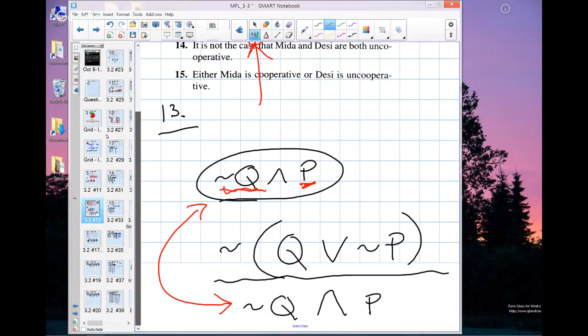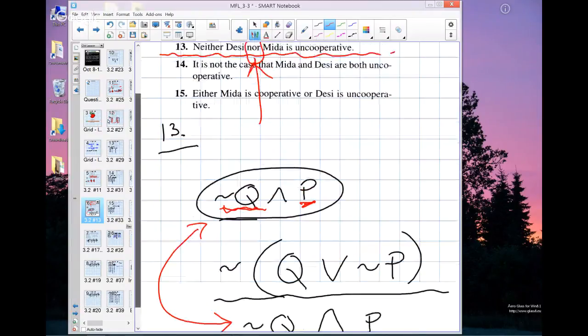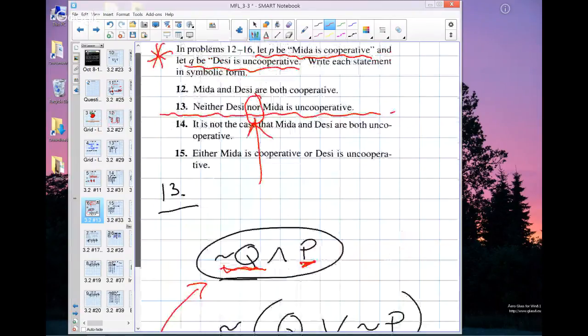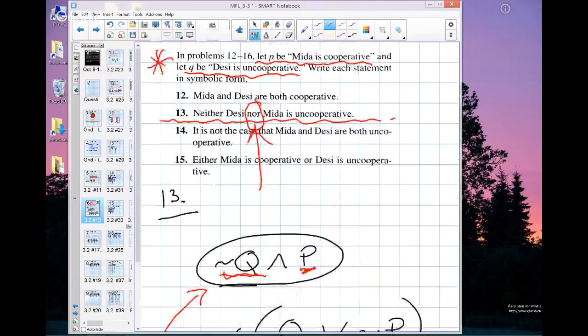So just remember, this really all comes down to what does nor mean? Not the first and not the second. And that's an English lesson. It has nothing to do with what I taught you.